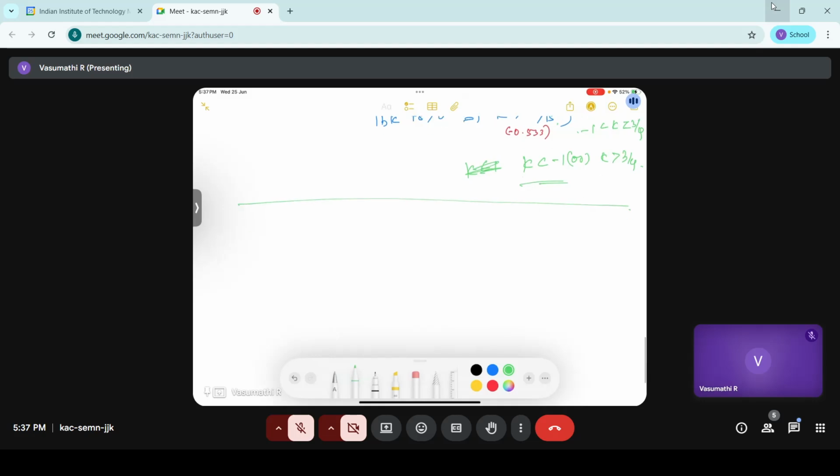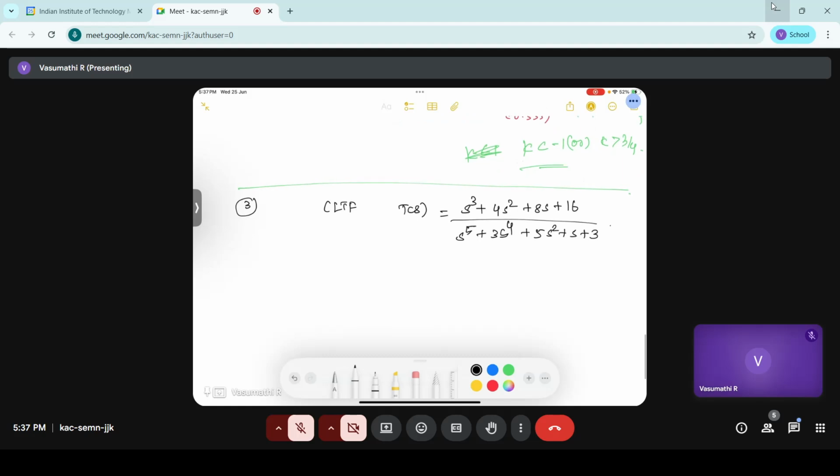Now we'll see some other question. I will give you an exercise where I am giving a closed loop transfer function T(s) equal to s cube plus 4s square plus 8s plus 16, divided by s power 5 plus 3s power 4 plus 5s square plus s plus 3. Now try to tell me the number of poles in the left half of the s plane and the right half of the s plane. How many will be in the left half? How many will be in the right half?